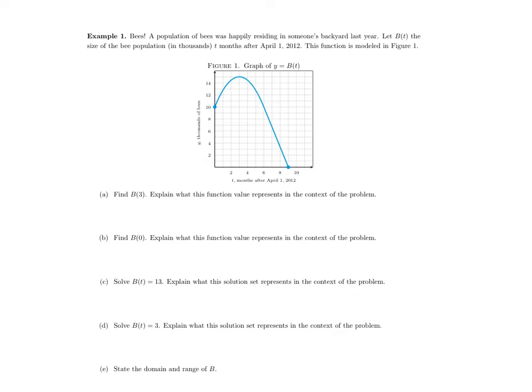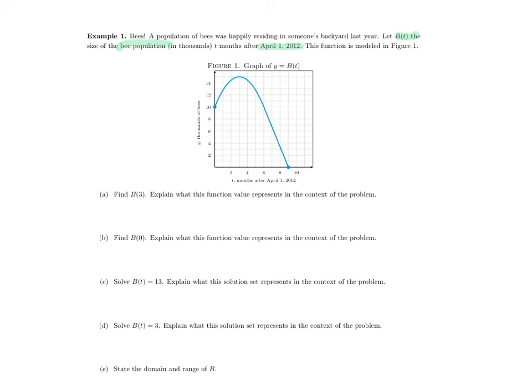This first example is dealing with bees, with a very large bee population. We can see that B of t is the bee population, in thousands, t months after April 1st, 2012. That's what we can see below. Let's just answer some of these questions. But first, what do they mean?